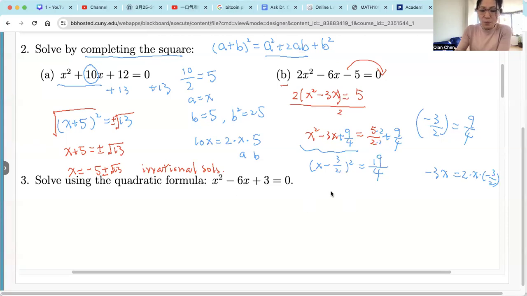Now I can square root both sides. I get plus or minus two values. So I get x minus 3 over 2 equals plus or minus square root of 19 over square root of 4. Well, square root of 4 is 2. So over 2. Then I move negative 3 over 2 to the right-hand side. I also get two irrational solutions.